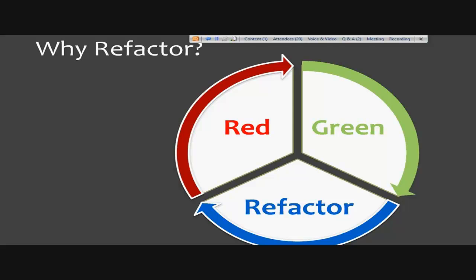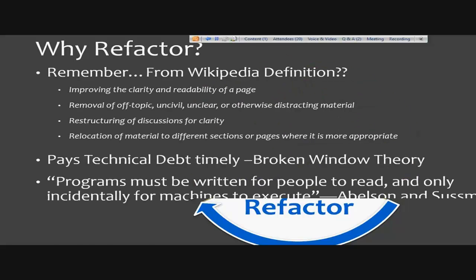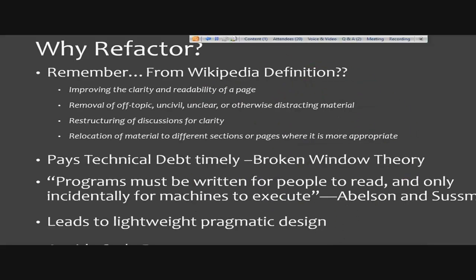Also, let's see what the other benefits of refactoring are. Do you remember the first slide where I talked about everything written for a speech or scripted speech? Those still apply to our code as well: clarity and readability. It removes all the clutter from your code and gives you clarity. It also pays the technical debt.